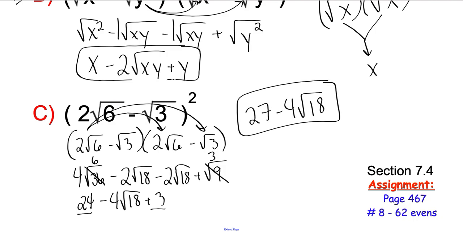Okay? So remember, anytime you're squaring something with a plus or minus in it, it's got a FOIL. And then this is how you FOIL radicals. So if you need a review on that, rewind the video and watch it again.